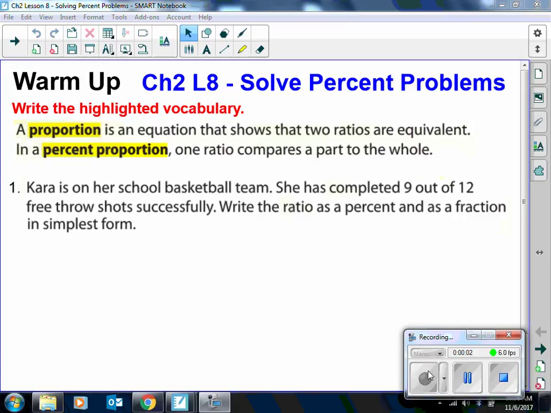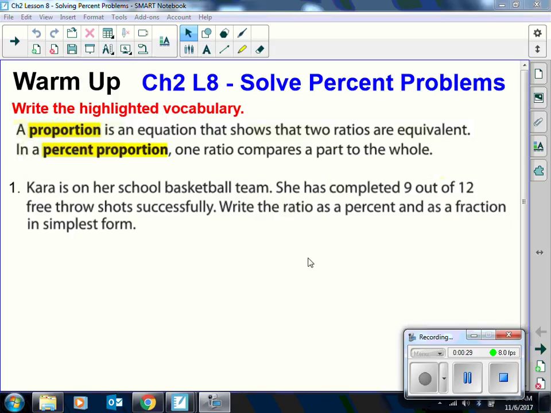So Chapter 2, Lesson 8 is solve percent problems. First thing I asked you to do is write down the definitions of the highlighted vocabulary. So here, a proportion is an equation that shows that two ratios are equivalent. Now remember, ratios can be written as fractions. So what this is saying is that two fractions are equal. That's what a proportion is.